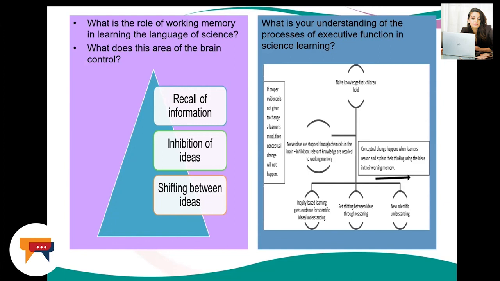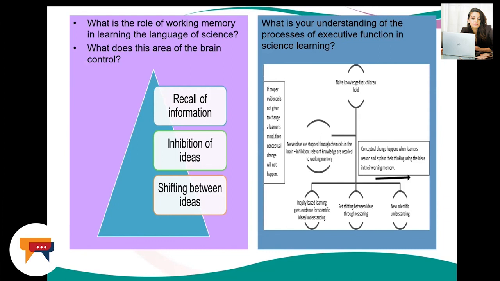So remember, what is your understanding of this? You need to understand that naive ideas are stopped to make way for relevant knowledge, and naive knowledge is what children actually hold. And like I said, inquiry-based learning gives evidence of scientific ideas and understanding. And then students start shifting between ideas to reasoning, and then we develop this new scientific understanding. And this is when conceptual change actually happens. When learners reason, they explain their thinking using their ideas and their working memory.